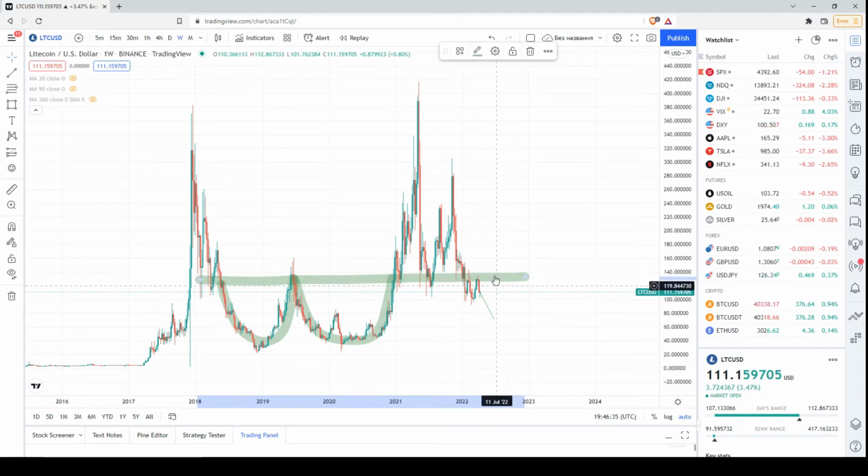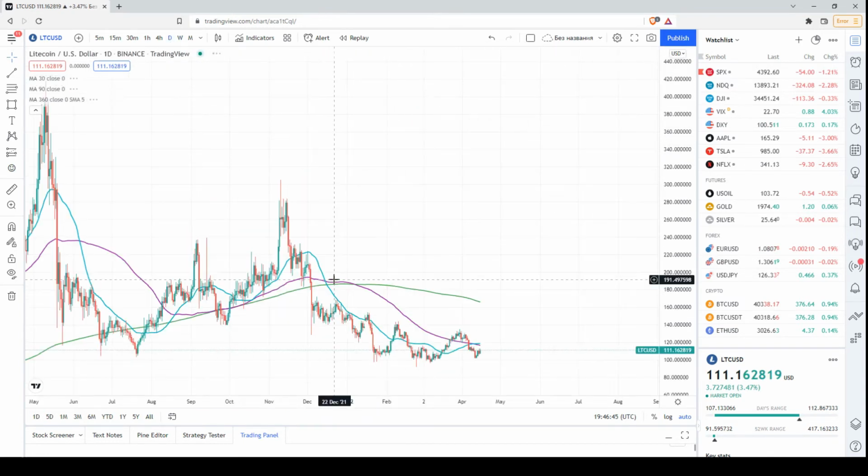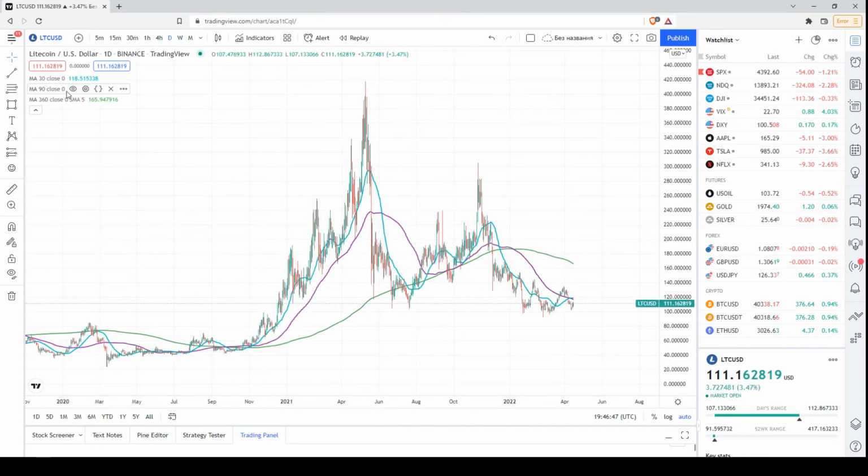So I think that this is a very important moment for the price of Litecoin, and I've been talking about this double bottom many times, so we're very familiar with how it works. Now let's have a look at the daily chart. This is the daily chart. We have three moving averages. Let's start step by step.